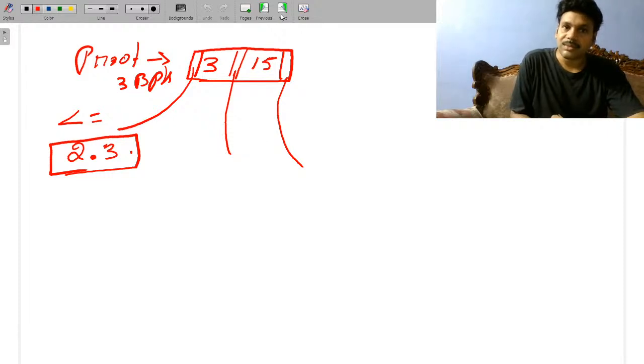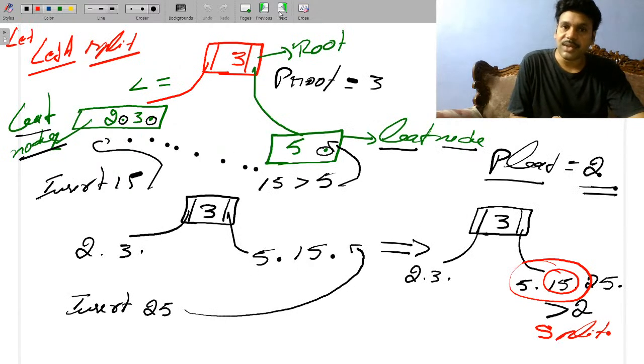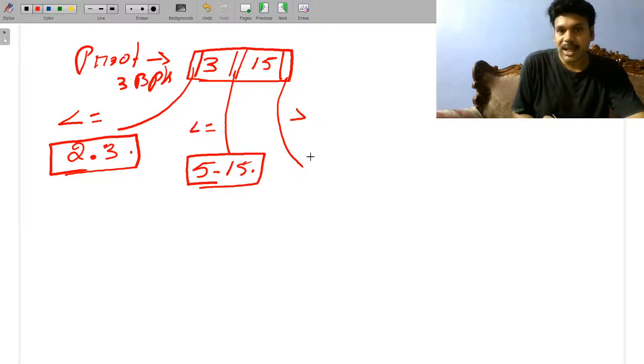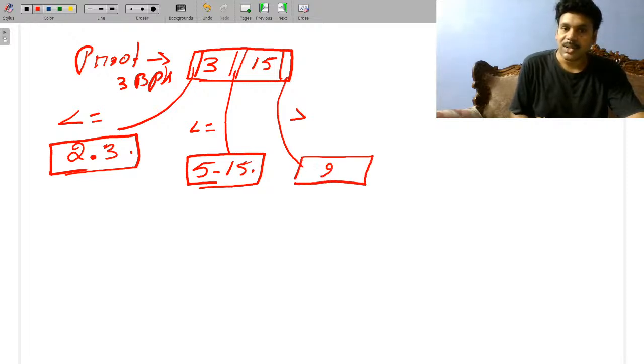So what is the value? That is 5 and 15. So we got 5 dot and 15 dot. This is your lesser than or equal to, and greater than you have 25 dot. And these are your leaves.